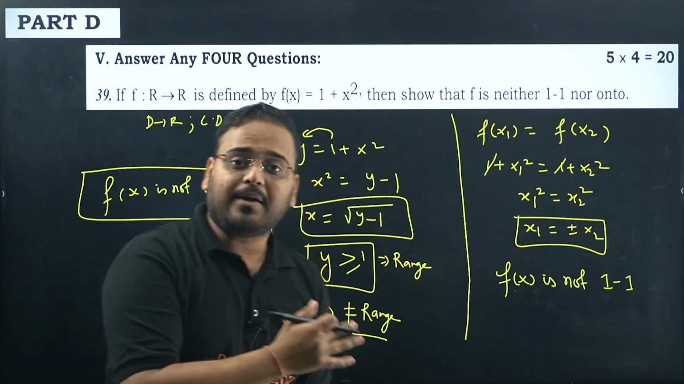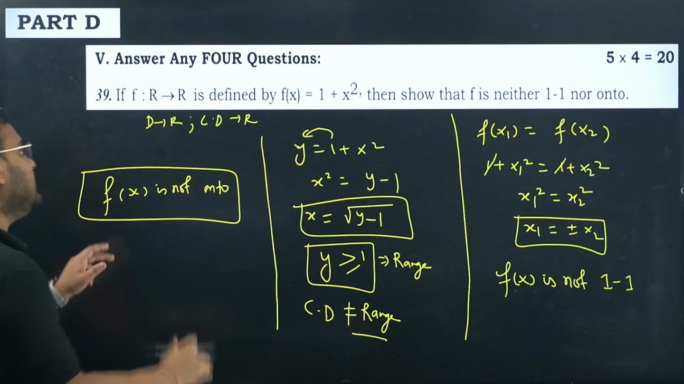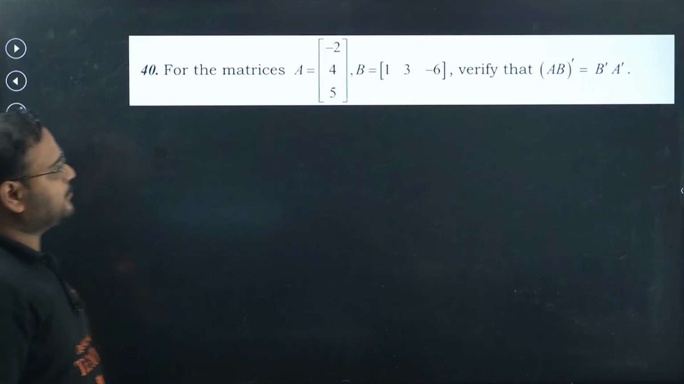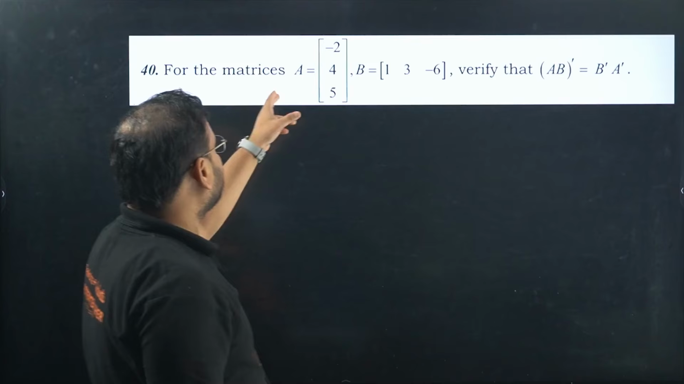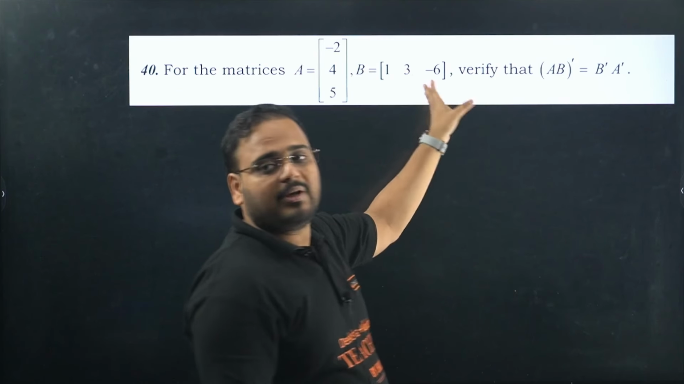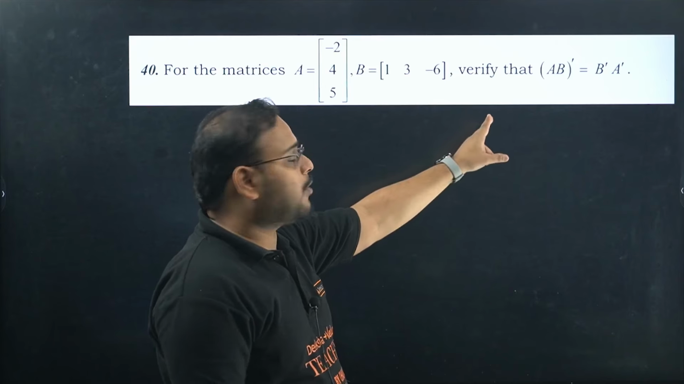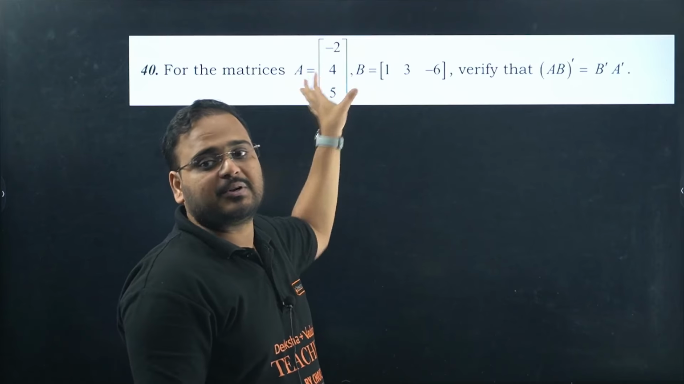So the question is for 5 marks worth. It is actually very easy. Next one, again a 5 marker but a very easy problem. For the matrices A equals to this and B equals to this, a column and row matrix, prove that the transpose property is true with the help of this particular example.